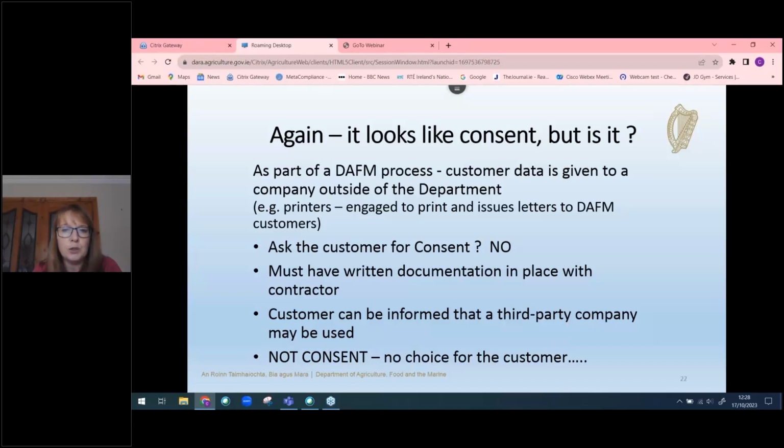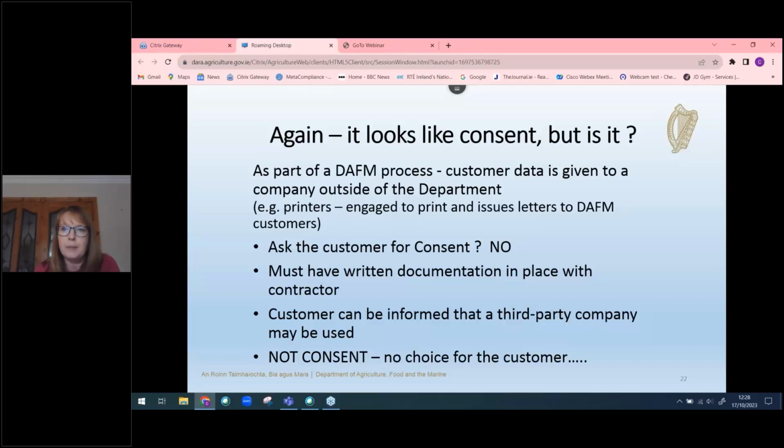So we then need to hand over the customer's name and address and other information so that they can do this. That is absolutely valid that the department does this, and we don't need the customer's consent for that. The printer is carrying out the terms of the contract, and we have engaged them in a contract. So our legal basis there is contract, and we don't need consent. So do we ask the customer for consent? No, we don't.